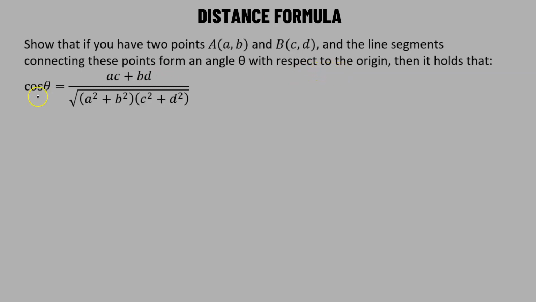And if we take the cosine of that angle theta, then this is given by the expression (ac + bd) divided by the square root of the product of (a squared plus b squared) and (c squared plus d squared). Let's try to understand this problem graphically first.